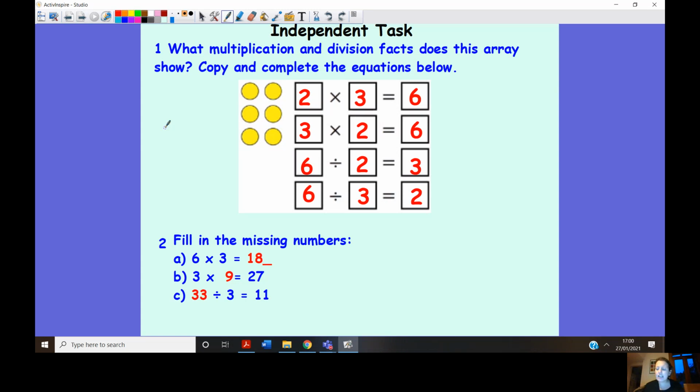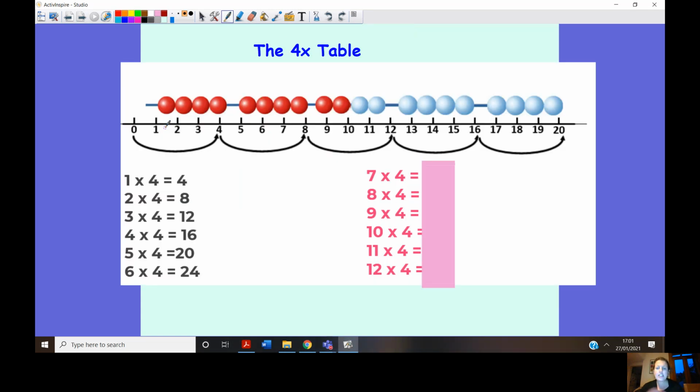Again, this is just a recap. This is a really good recap for us. It's going to help us looking at some of our topics later on in the week. Let's look at the 4 times table. Hopefully we all know this. I know some of us might be a little bit not as familiar.